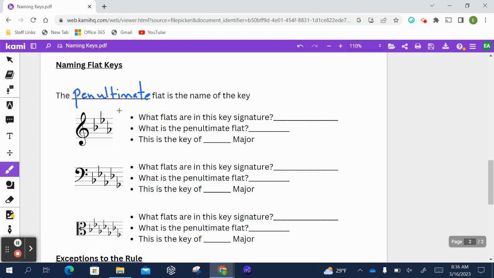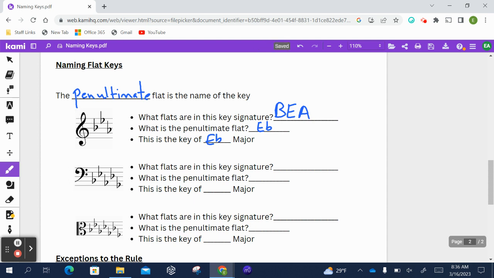Let's take a look here. We have 3 flats. What flats are in the key signature? Well, B, E, and A flat, starting to spell bead. What is the penultimate flat? The last flat is A. The penultimate or second to last flat is E flat. Make sure you include the flat symbol there. And so that means that this is in the key of E flat major.